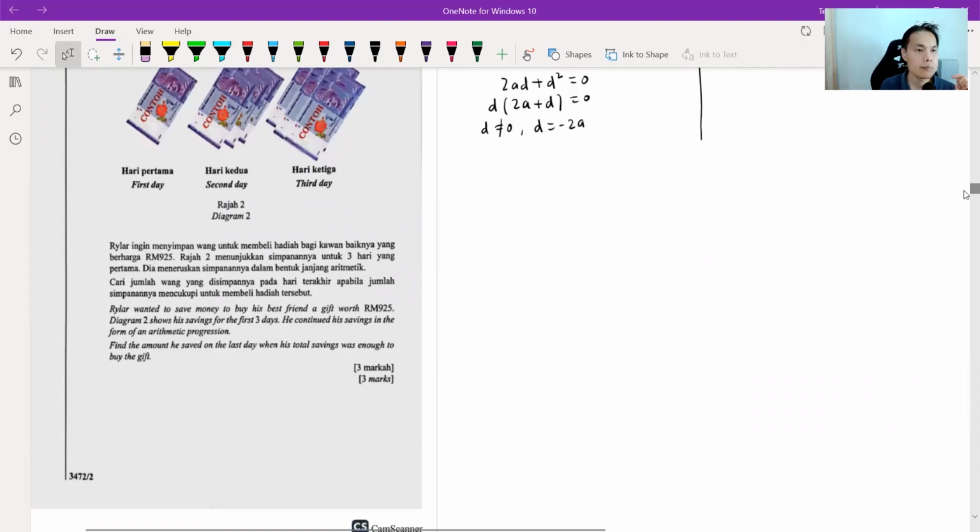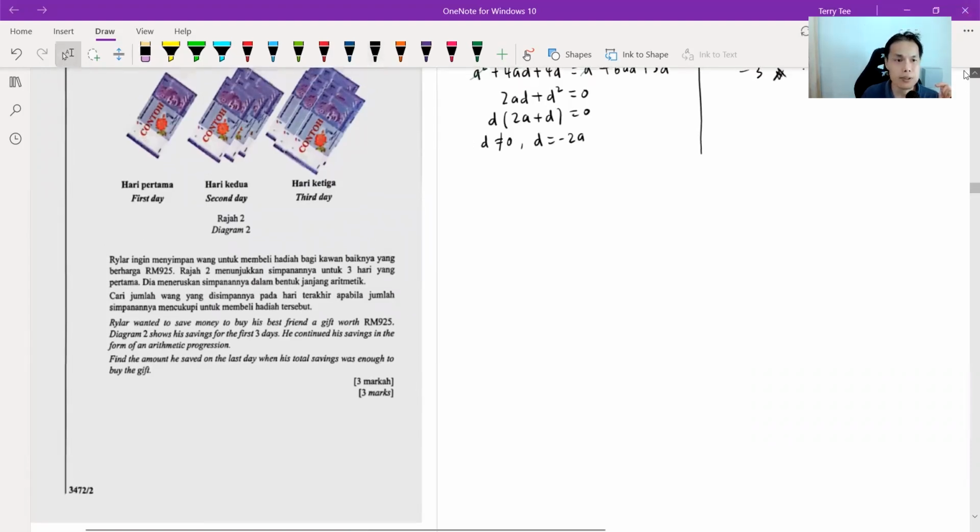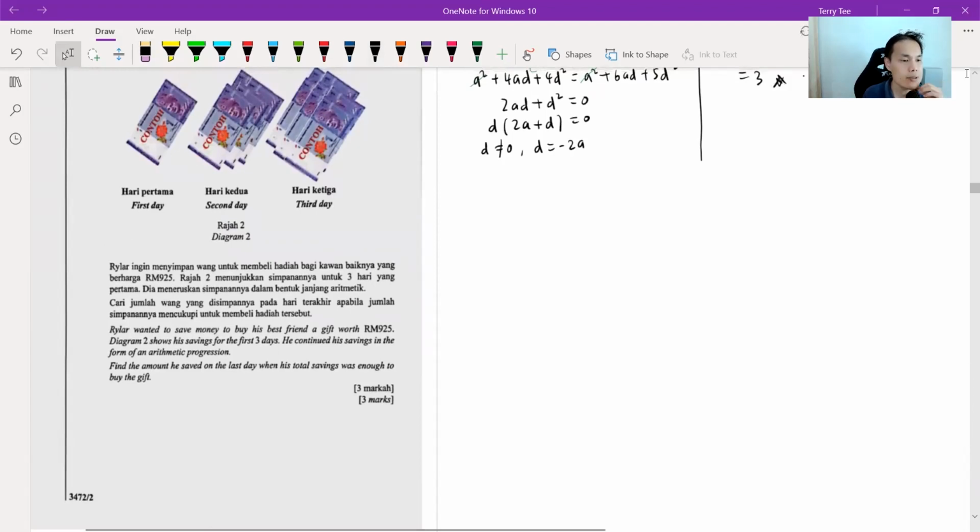Perhaps I move this a little bit up because you're going to see the money. Now, Rylon wanted to save money to buy his best friend a gift worth 925. The diagram shows that he's saving for the first 3 days.